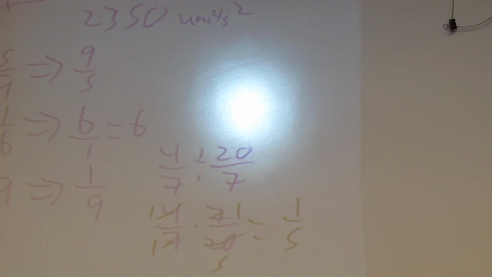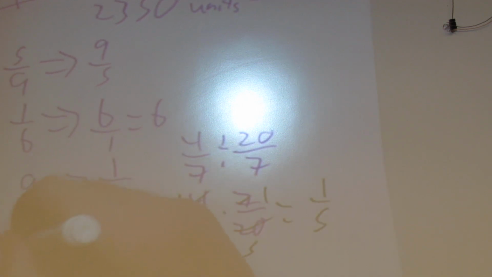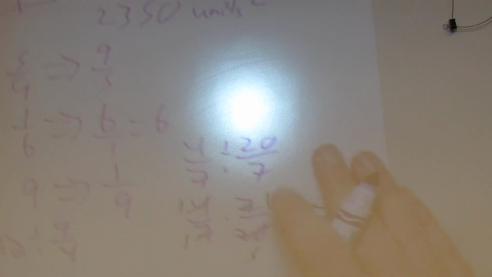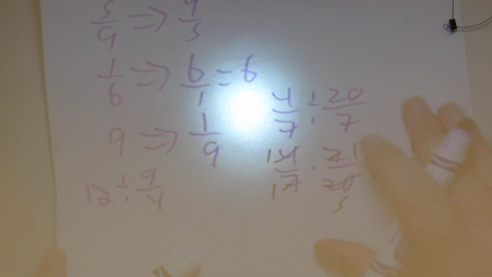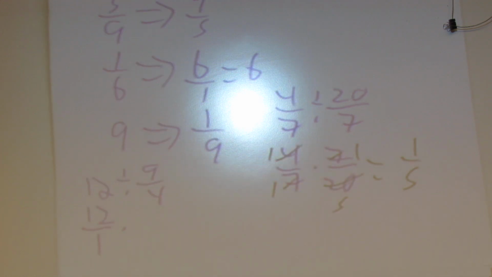Next, let's say that we have a whole number, 12 divided by a fraction, 9 over 4. So let's turn the 12 into a fraction, 12 over 1. Turn it into a multiplication by doing the reciprocal of the second, which becomes 4 over 9. Now we can simplify here if we want, and divide the 12 and the 9 by 3.